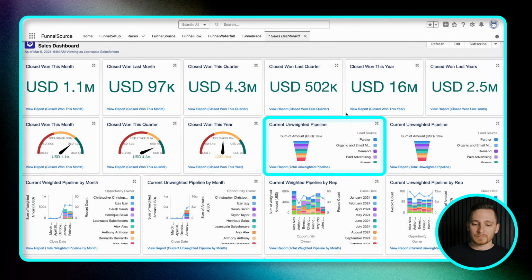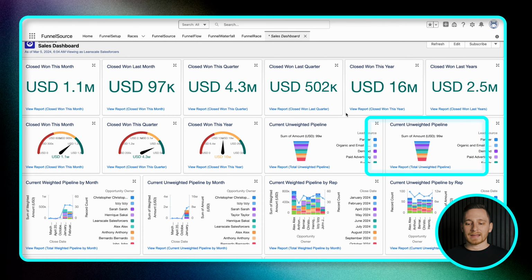Over to the right is gonna be current unweighted pipeline. So this is just all the pipeline that you have in your funnel currently. And then right next to that, map it to your weighted pipeline. That way you know exactly how many opportunities you have open, but really looking at that weighted one to understand what your forecast should look like.